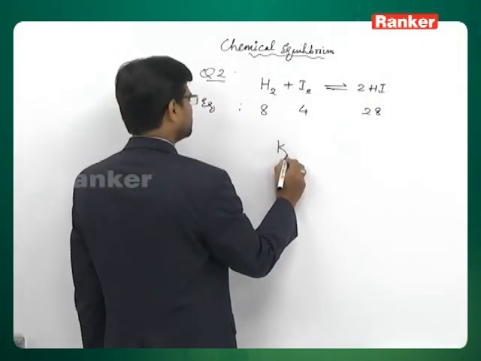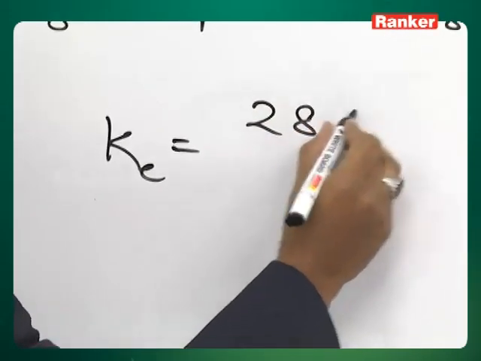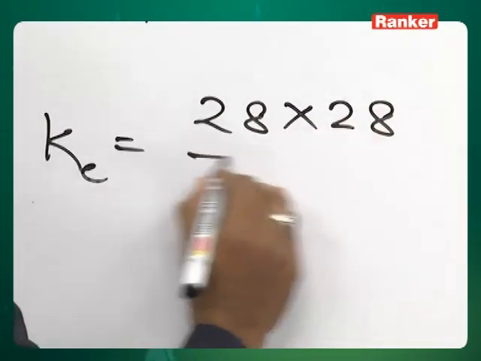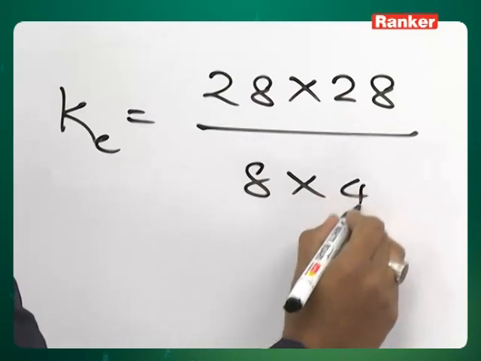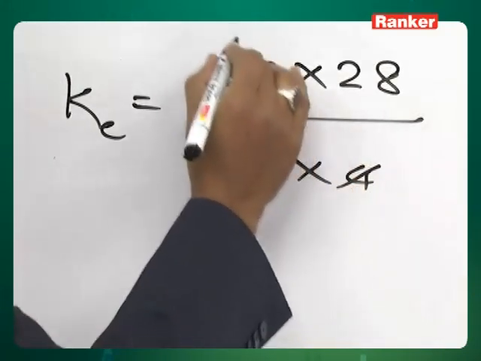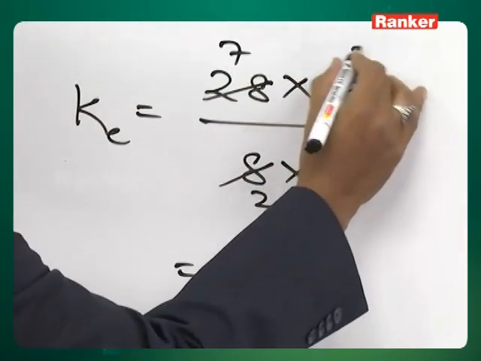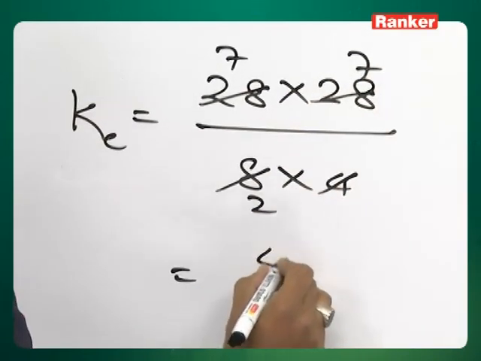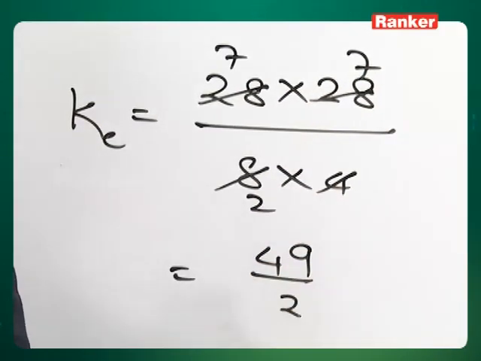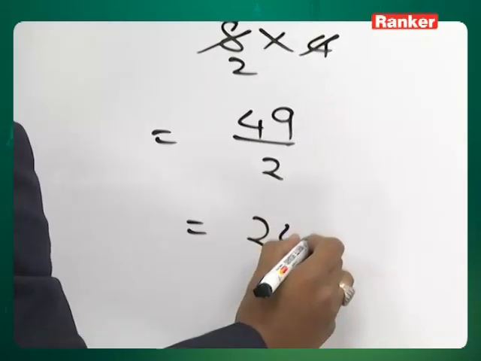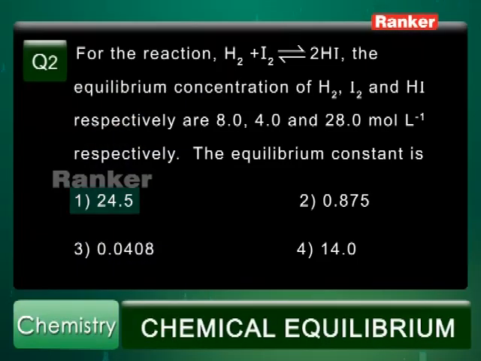So Kc equals 28 into 28 divided by 8 into 4. This goes 7 times. So it comes to 49 by 2, which is 24.5. So the correct answer is the first option, 24.5.